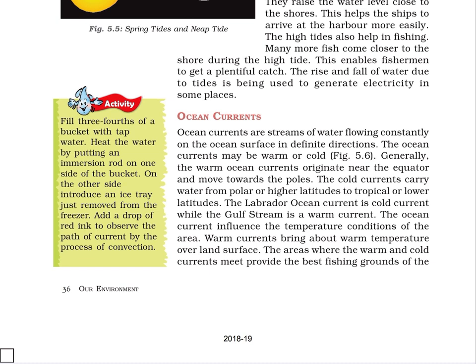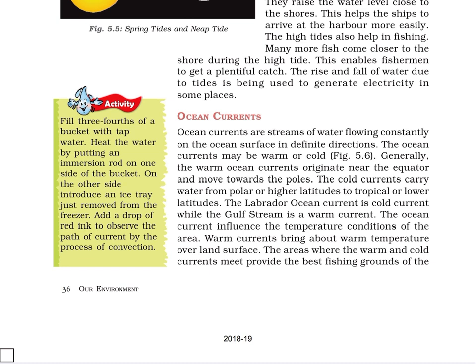Ocean currents. Ocean currents are streams of water flowing constantly on the ocean surface in definite directions. The ocean currents may be warm or cold. Generally, the warm ocean currents originate near the equator and move towards the poles. The cold currents carry water from polar or higher latitudes to tropical or lower latitudes. The Labrador Ocean Current is a cold current, while the Gulf Stream is a warm current.